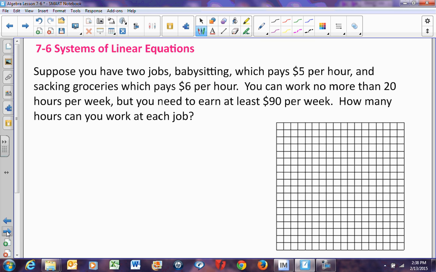Right? So again, we have to define some variables, just like we always did before. I'm just going to make it easy. I'm going to let x equal hours babysitting, and I'm going to let y equal hours sacking.